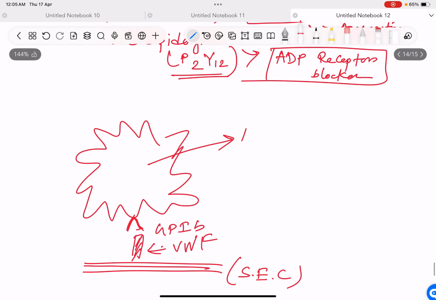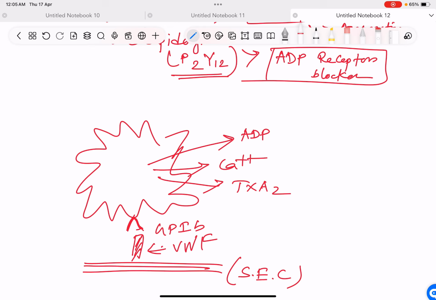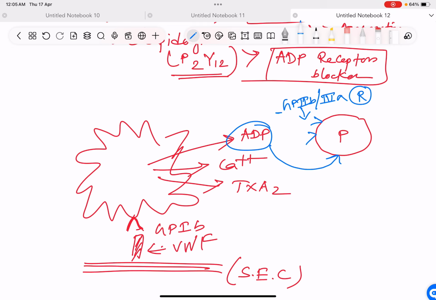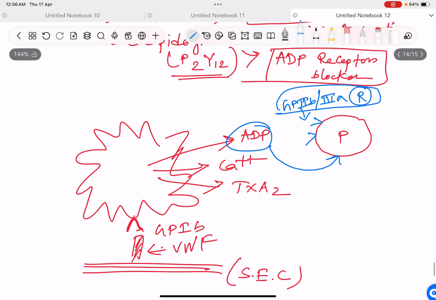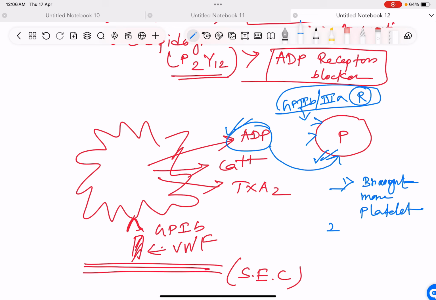Now this activated platelet will release ADP, calcium, and thromboxane. These are the three most important. What ADP does is that it tells this cell, which is a platelet, to express GP2B3A receptors. This ADP tells this platelet, which is not expressing the GP2B3A receptor, to express GP2B/GP3 receptors. Secondly, it brings more platelets into the picture. So this platelet came due to ADP. So it did two things. Number one, it brought more platelets, and second, expression of the GP2B3A receptors.